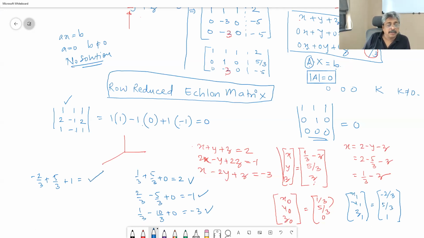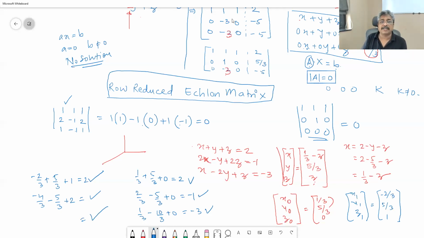Yes. Minus 4 by 3 minus 5 by 3 plus 2, is that equal to minus 1? Is that equal to minus 1? This is minus 9 by 3, minus 9 by 3 is minus 3, plus 2, yes, and the third is also yes. So you can take any value of z.